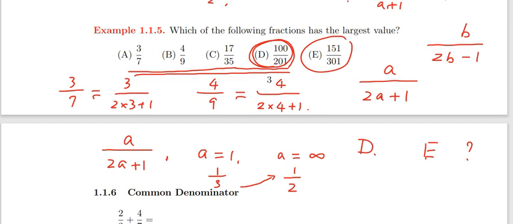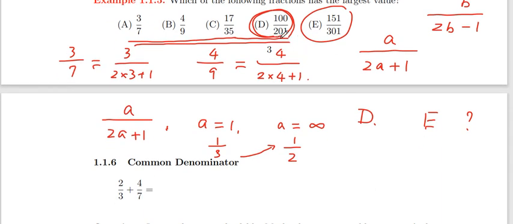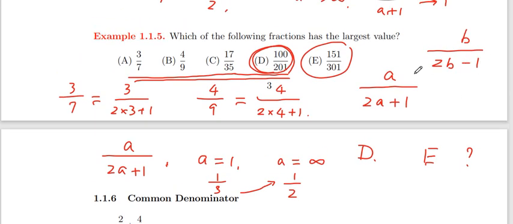Okay, so to compare the two numbers, we can also make the denominators the same, a common denominator. But the denominators are too big. This is not a good way, right? So we need to find a better way. Let's say we just check a over 2a plus 1 or b over 2b minus 1, which one is bigger? So let's check b over 2b minus 1.